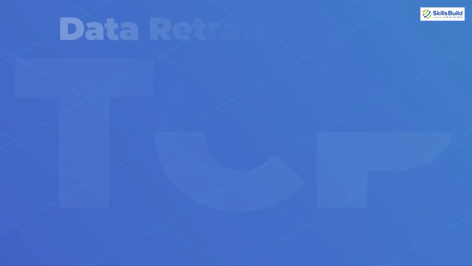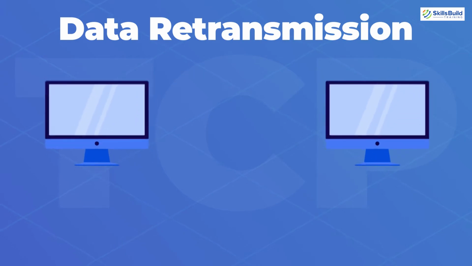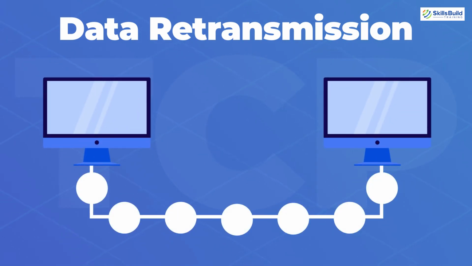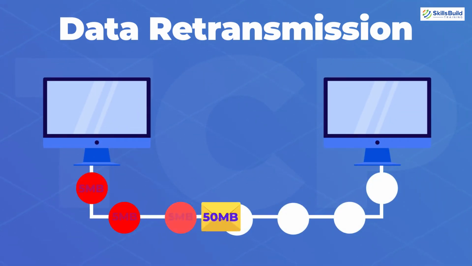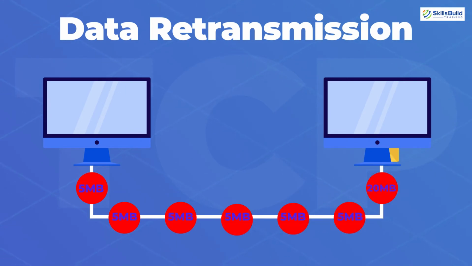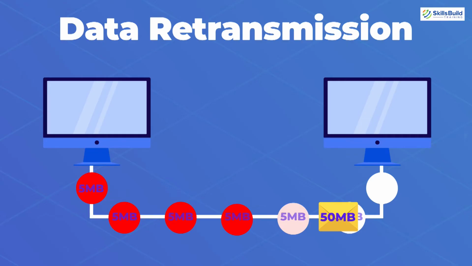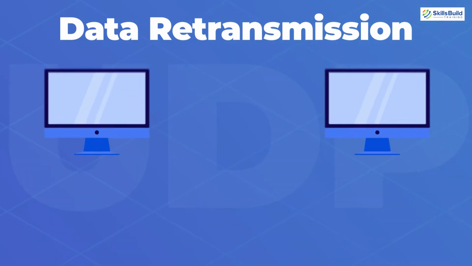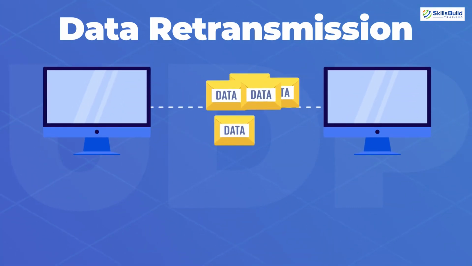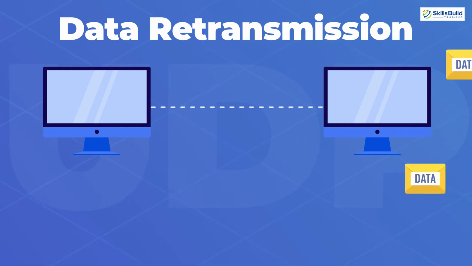In terms of retransmission of data, in TCP, if data gets lost, the data is retransmitted, and because of that, we get the reliable delivery of data. In UDP, there is no such thing as retransmission of data. It just keeps firing the data and is not bothered about whether it is getting lost or not.